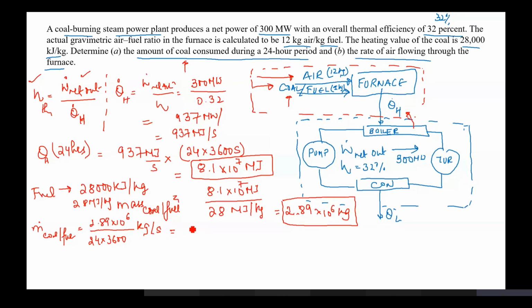33.5 kgs per second. This is the mass flow rate of fuel or your coal. Clear?